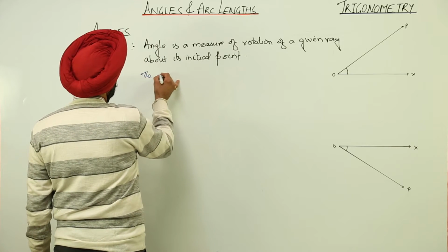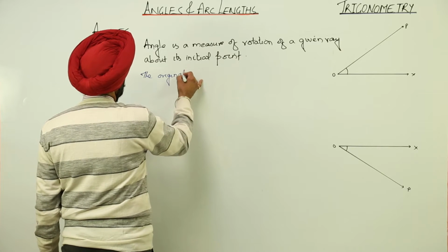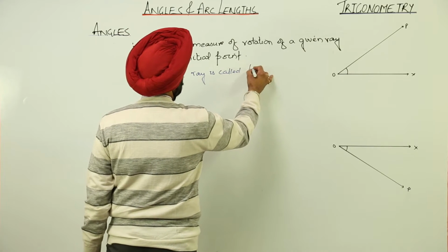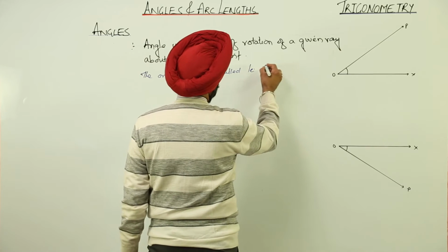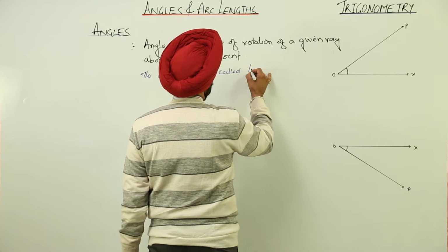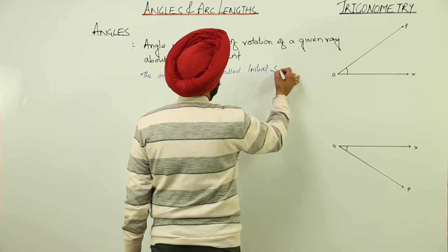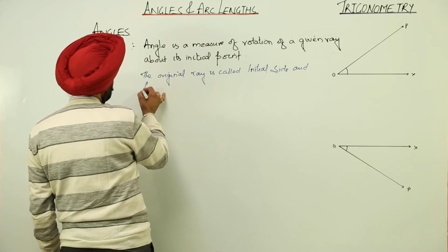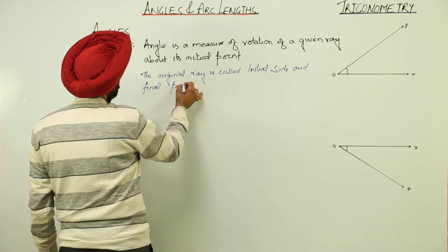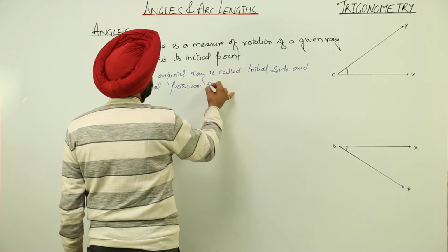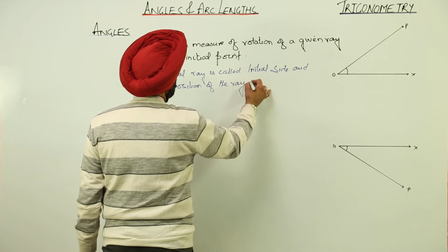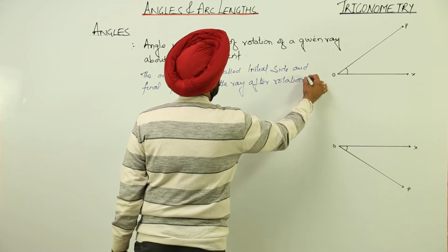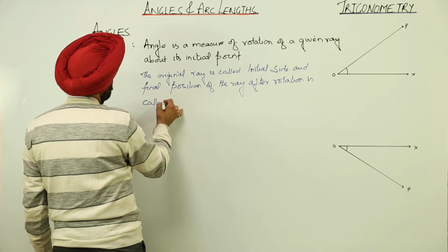Now, the original ray is called the initial side, and the final position of the ray after rotation is called the terminal side.